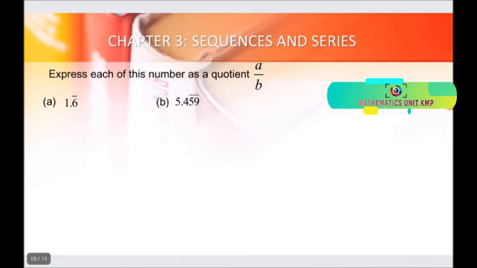Next question. Express each of these numbers as a quotient a over b. So the first rational number is 1.6 with the vinculum sign up there. Vinculum means an overline that represents a repeating decimal number. So 1.6 here means 1.6666 and so on. Okay, so we want to change 1.666 into a quotient or fraction.